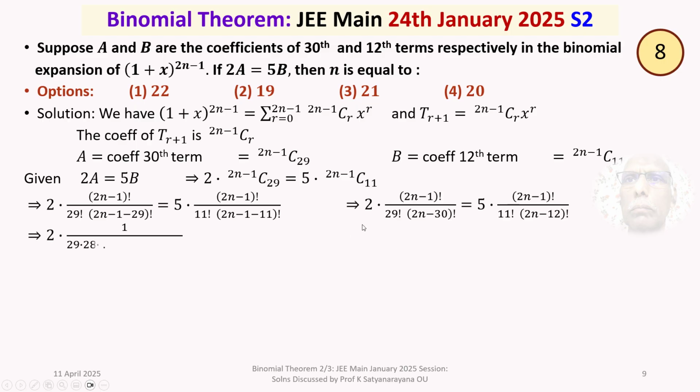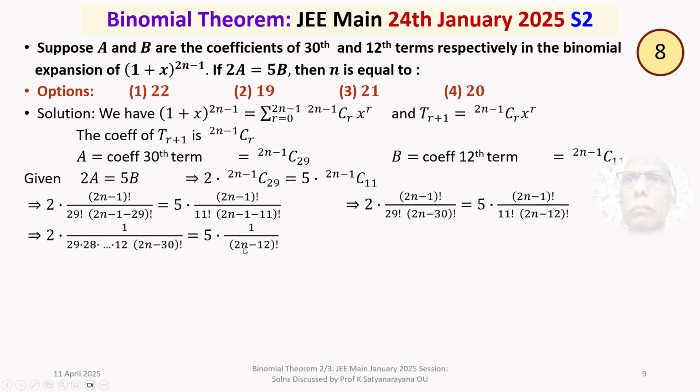We cancel (2n − 1) factorial. And 29 factorial will be 29 into 28 and so on up to 12 into 11 factorial, and that 11 factorial cancels, so you are left with 29 into 28 into ... into 12. Out of (2n − 30) factorial and (2n − 12) factorial, which is the bigger number? 2n − 12 is the bigger number, and 2n − 30 is the smaller number.